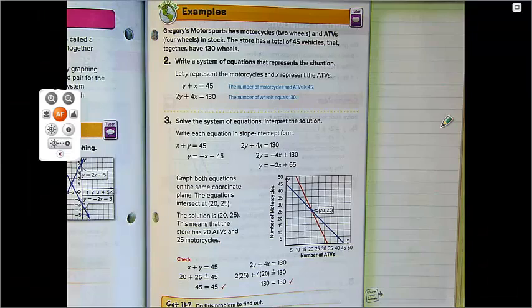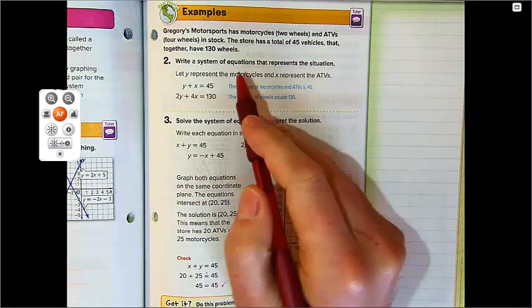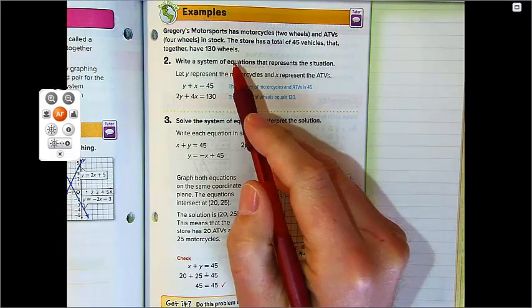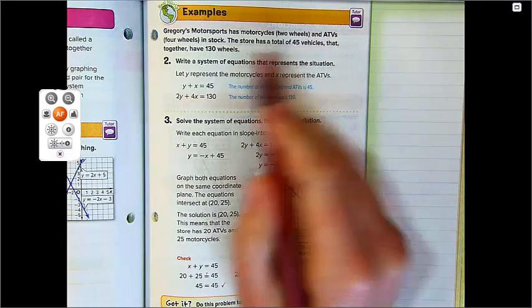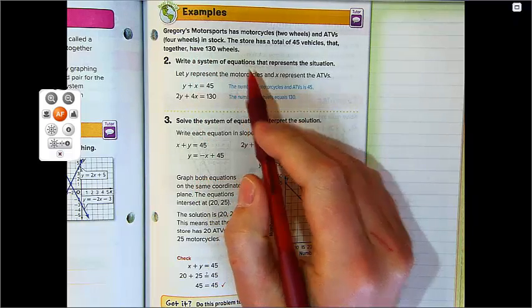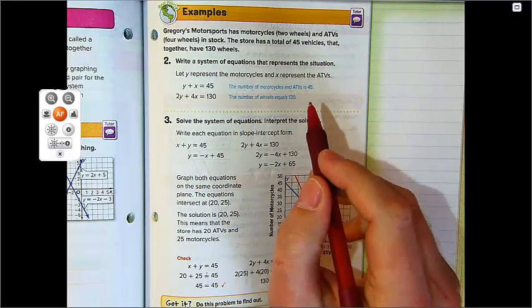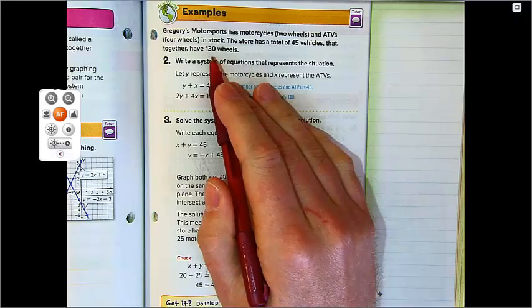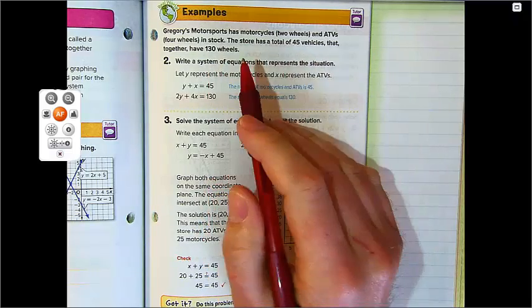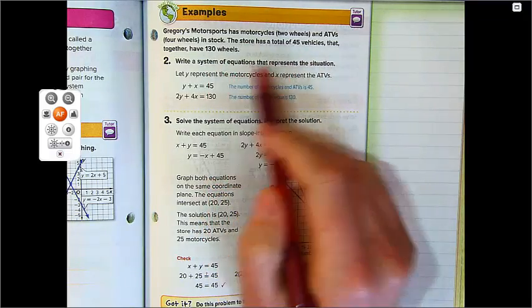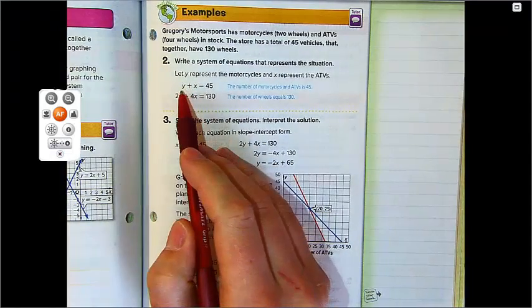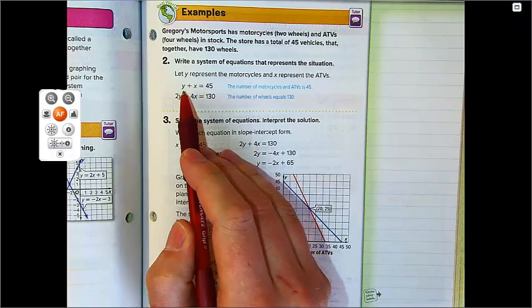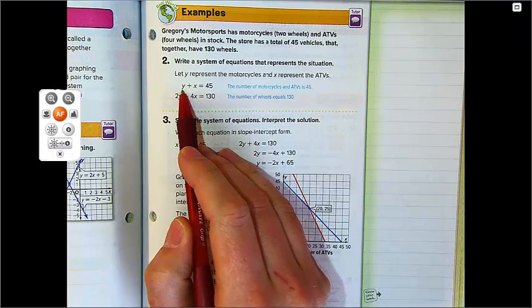Alright guys, let's continue with example 2 here. Right here, basically it says Gregory's store has motorcycles, 2 wheels, and ATVs, 4 wheels. The store has a total of 45 vehicles that together have 130 wheels. So basically what we have here is 2 different types of things. We have an ATV with 4 wheels, a motorcycle with 2 wheels. So we can actually use 2 variables for those as modeled in the problem right here. We have y and then x.